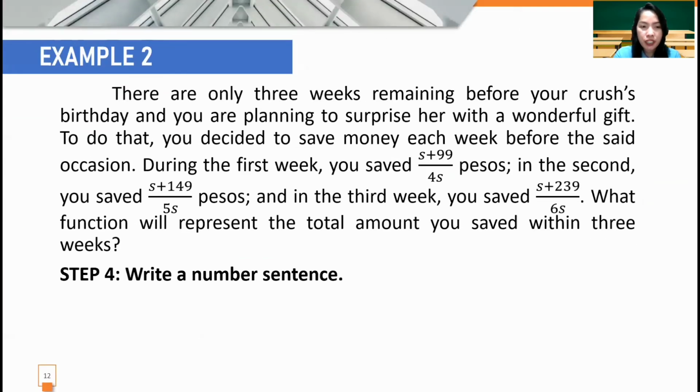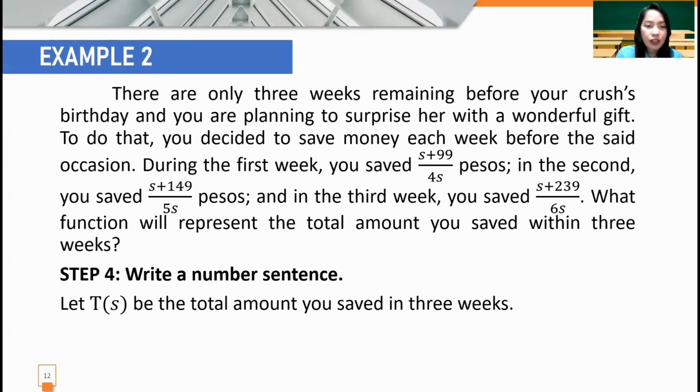Step number 4, write a number sentence. Let T of S be the total amount you saved in 3 weeks. Yung function notation natin ay T of S. Etong T of S ay wala namang sa problem, hindi naman nire-require ng problem na gamitin natin yung T of S. So, pwede kang gumamit ng ibang variables. Let's say, F of S, H of S, P of S.